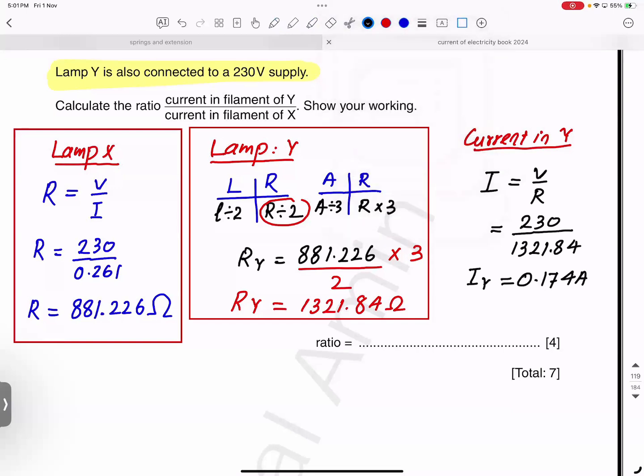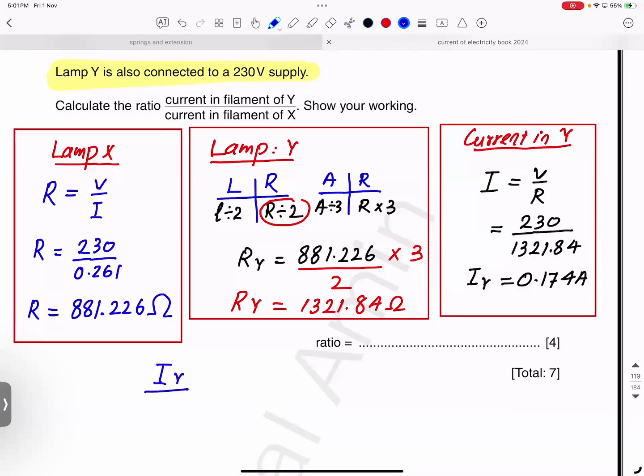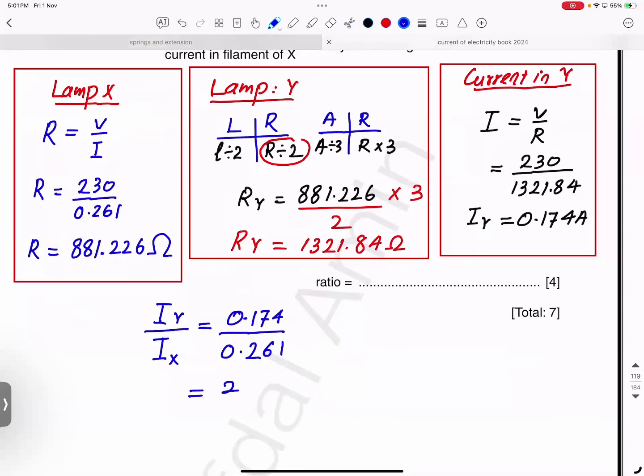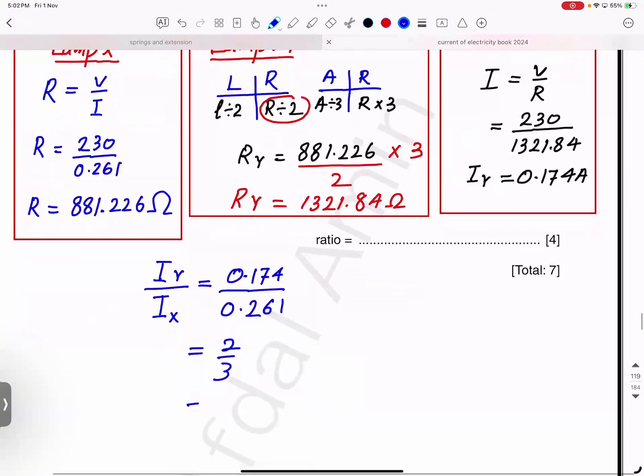And the last step, each step is awarding you 1 mark. The last step is the ratio of current in Y divided by current in X. Current in Y we found 0.174 and X was 0.261. What's the answer? 2 over 3? Yes. So ratio 2 over 3, 2 ratio 3 or 0.67. Whatever you want to write, you can write the answer.